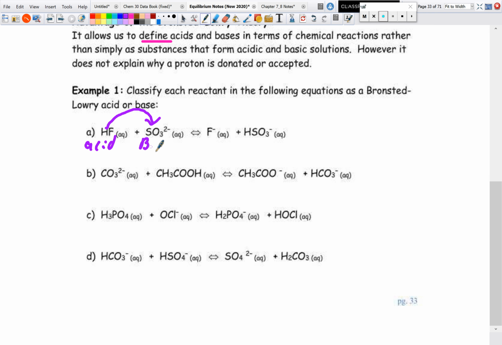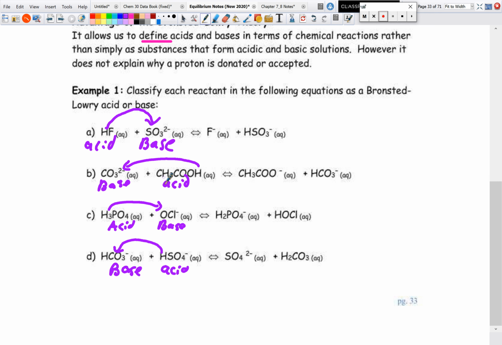I want you to pause the video and see if you can go through and get B, C, and D by following the hydrogen. The answer is going to go up in about 3 seconds. And we have all of our reactions like this. In B, we got the acetic acid acting as the acid and the carbonate ion acting as the base, because we can tell the hydrogen is leaving here and going over there. Same thing with C, we can tell the hydrogen is leaving our phosphoric acid and going to the OCl minus ion. And same thing with D, we can tell that the hydrogen sulfate ion is losing its hydrogen to the hydrogen carbonate ion, and so on. So that's the main thing right there: as long as we have our reaction, we can see what is acting as the acid and the base.